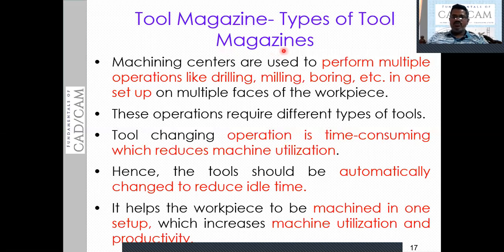This magazine is going to work in conjunction with the ATC. Both work together. Tool changing operation is a time consumer. As I said just now, it reduces the machine utilization, hence the tool should be automatically changed to reduce the idle time. This helps the workpiece to be machined in one setup. Tool magazines help us complete the work in one setup, working along with the ATC. In turn, this increases the machine utilization and the productivity.